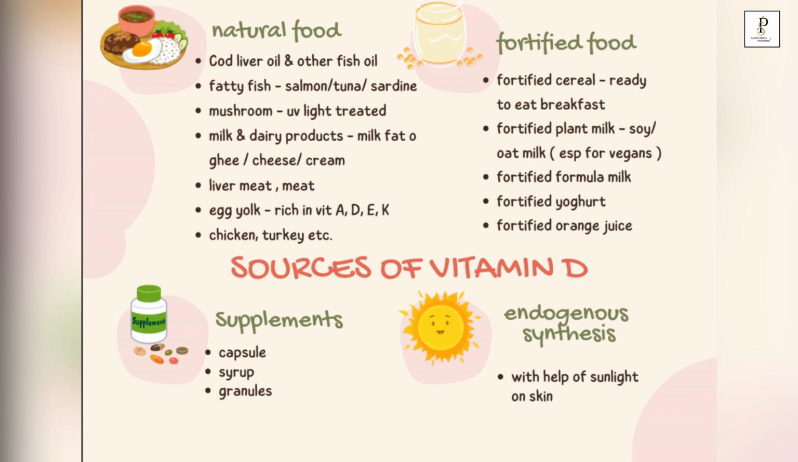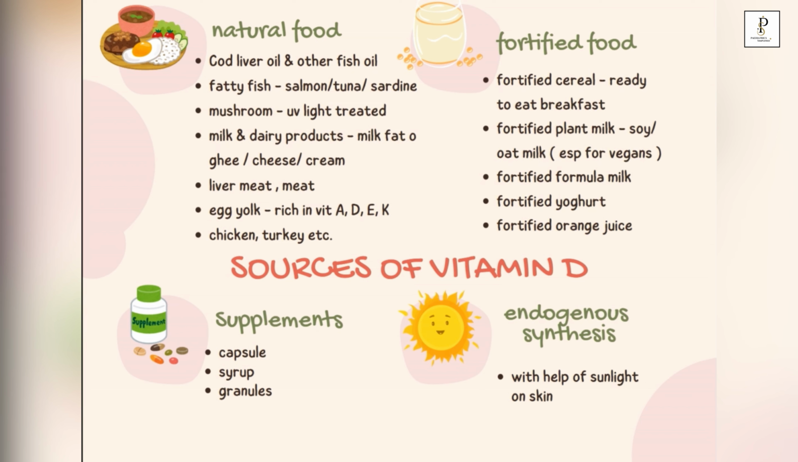Liver is an organ where vitamin D is stored. That's why liver meat is rich in vitamin D. Another source of vitamin D is egg yolk or yellow portion of the egg. Egg yolk is rich in fat. That's why it is rich in vitamin A, D, E and K also. Chicken and turkey are also a good source of vitamin D.